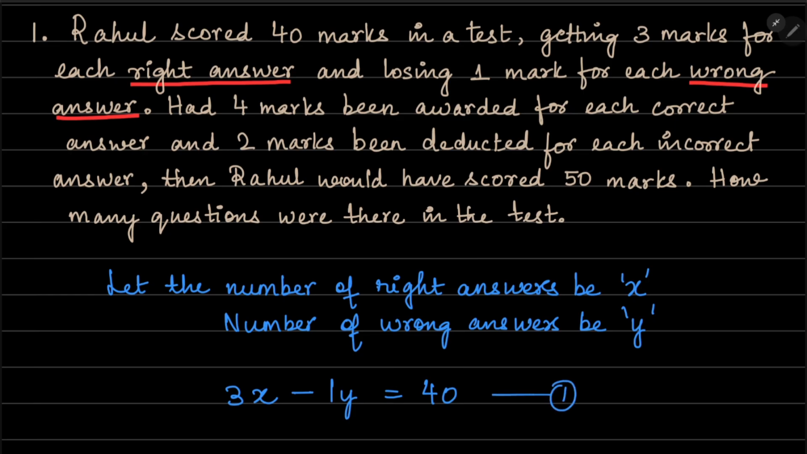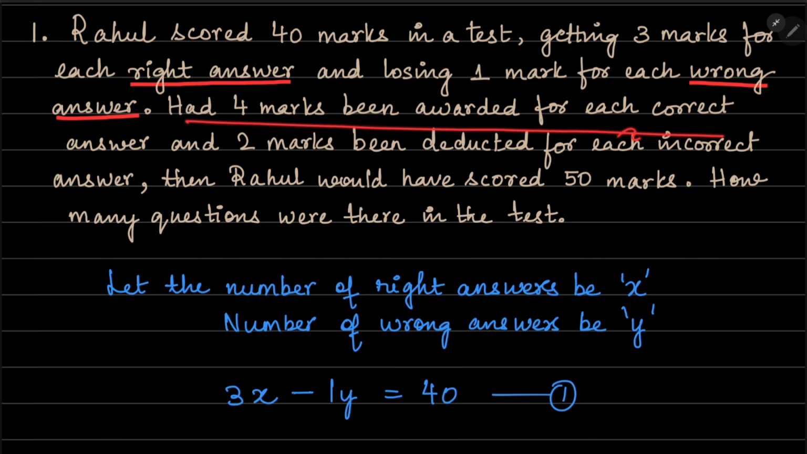Am I correct? Okay, so Rahul scored 40 marks in the test, getting 3 marks for every right answer that he wrote and losing 1 mark for each wrong answer. We don't know how many wrong answers he wrote, so we are just assuming it to be y, and he is losing 1 mark for every wrong answer that he has written.